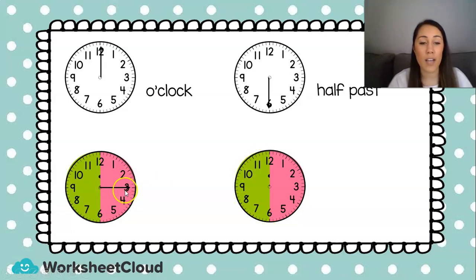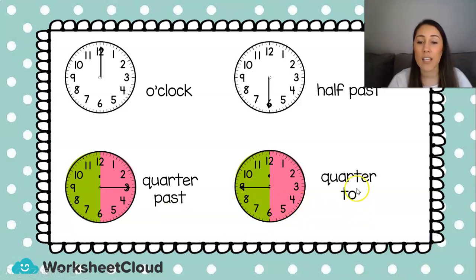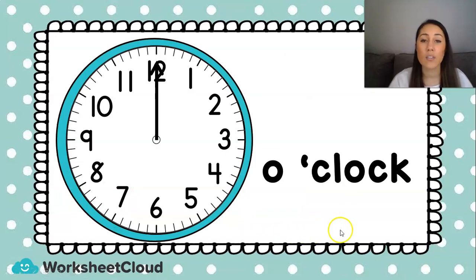So when the long hand is on the 3, the name we give that is quarter past. And when the long hand is on the 9, the name we give that is quarter to. Now, we always look at the long hand first when we are trying to tell the time, and then we look at the shorthand. The shorthand is always going to tell us the hour that we are working in. Remember, we said there are 24 hours in a day.